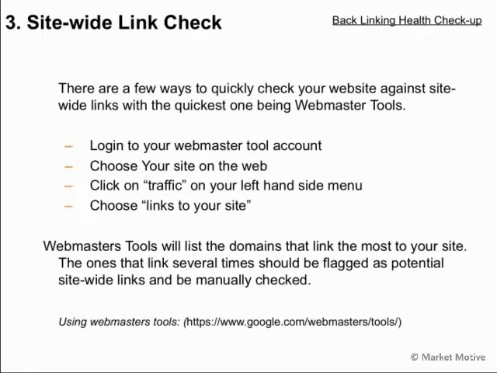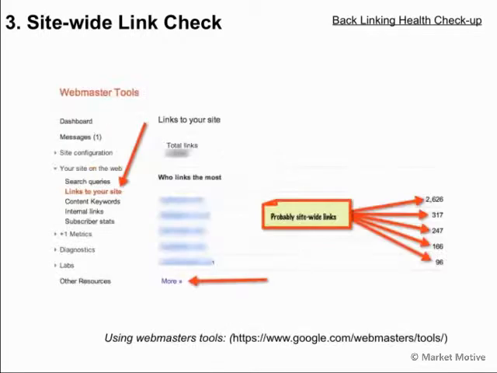The easiest and quickest way to check this is through Webmaster Tools. So you log into Webmaster Tools for your website, click on your site tab, and then traffic, then links to your site, and you will see something like this. If you see lots of links from one single site, these are probably site-wide links.